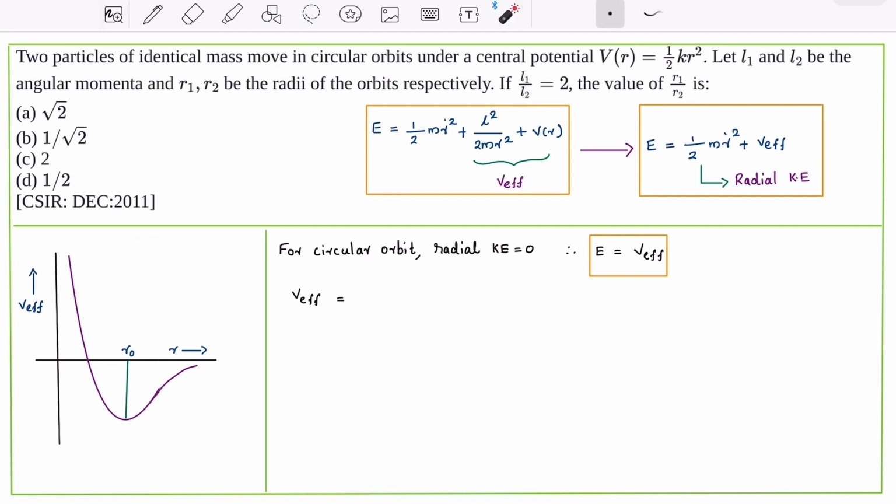What is V effective? It is L square by 2m r square plus V of r, where L is the angular momentum and r is the radius. In the present problem, V of r is given as half kr square. Therefore, the effective potential is L square by 2m r square plus half kr square.